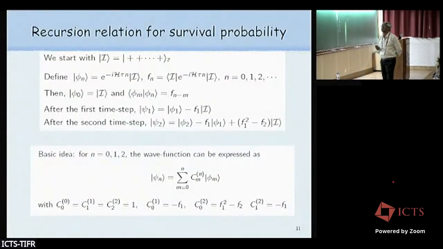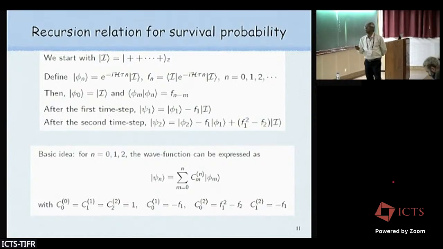So we have derived a recursion relation for the survival probability. So we have started with this. This is our initial state. Now we have defined a function phi n, which is e to the power minus iH tau n operating on I, and a scalar Fn, which is the matrix element of this thing between the initial states. So these two things we define for n equal to 0, 1, 2, all integer values. Then obviously phi 0 is nothing but the initial state. And these phi functions are not orthogonal. So the inner product of phi m and phi n is this scalar f.